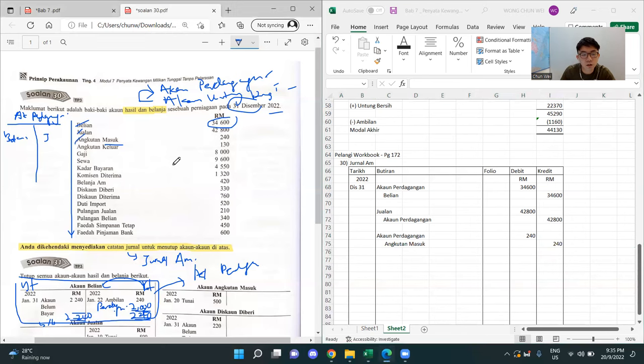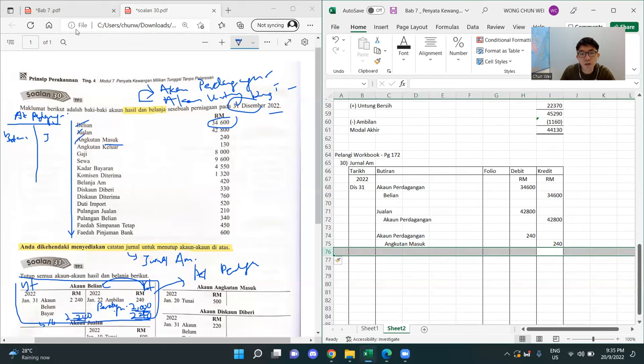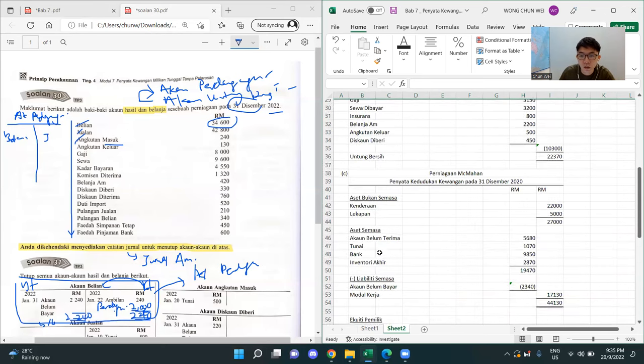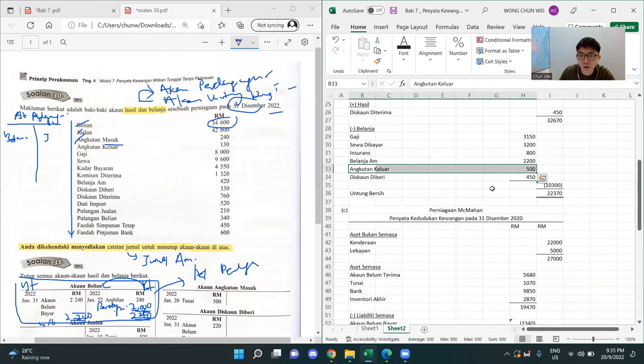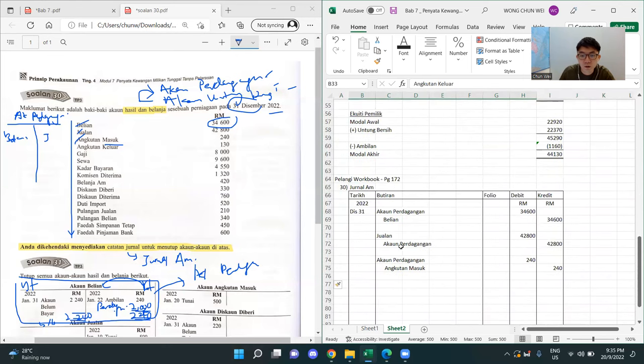Okay, lepas tu angkutan keluar. So this angkutan keluar tadi kita sudah buat satu soalan. Angkutan keluar ini akan masuk dalam account untung rugi. Right, tadi sini. Angkutan keluar in your untung rugi. So dalam your account untung rugi, this angkutan keluar is a belanja, isn't it?